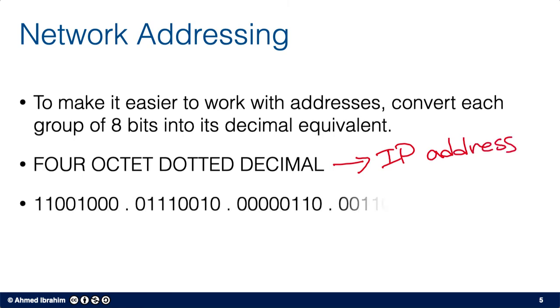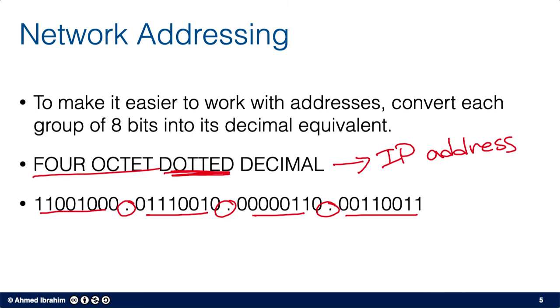So if we have this number here, then we divide it into 4 octets, 1, 2, 3, 4, and we put dots between these octets. So this is a dot, and a dot. And then we convert these octets into their decimal equivalent. So the first octet here is going to be converted from binary to decimal. So this is 1, 2, 4, 8, 16, 32, 64, and 128. So this number is equivalent to 128 plus 64 plus 8, which is 200.